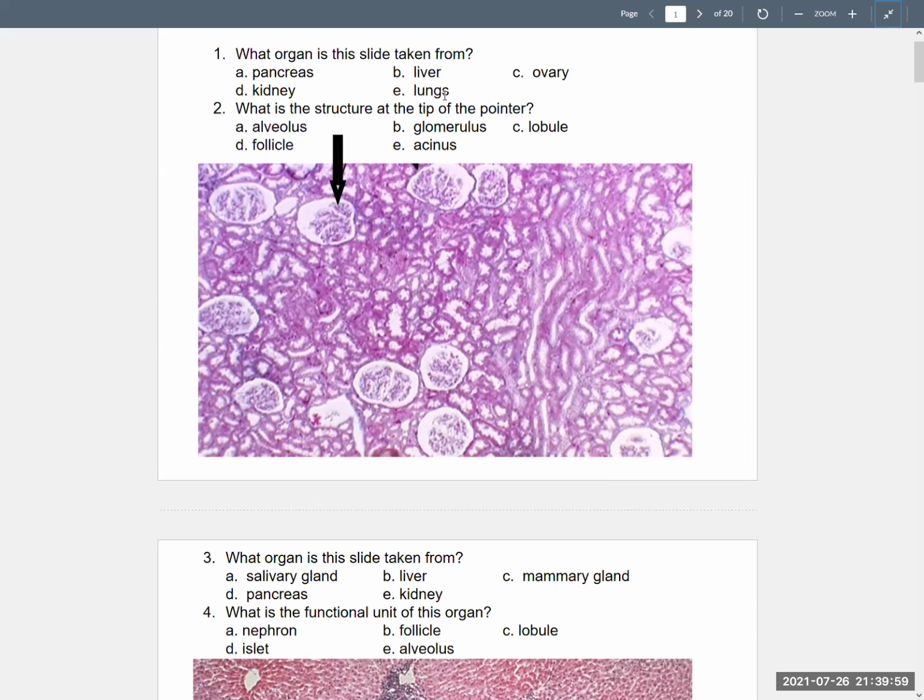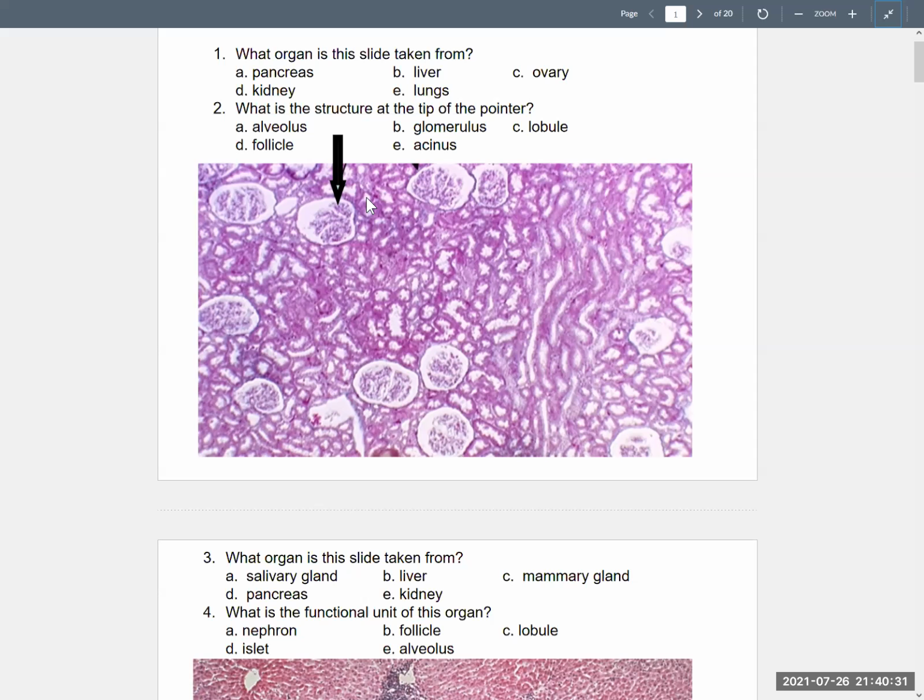Lungs, this doesn't look like sponge. Ovary, oh my God. Ovary of what animal? Are these follicles? No. If they were, there's going to be a whole bunch of these animals pretty soon. Okay. And the liver, it doesn't have anything at all relating to the liver. So in any event, the organ is the kidney.